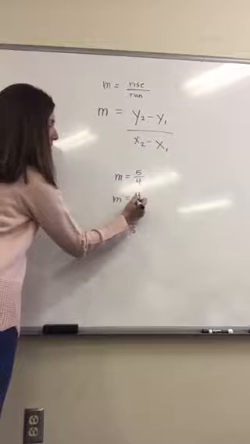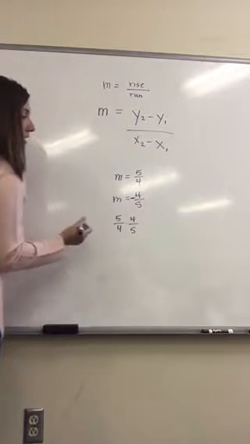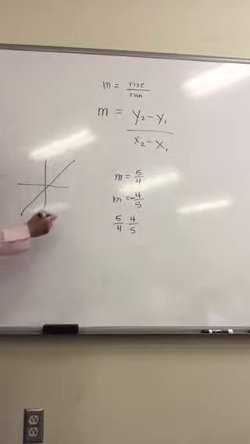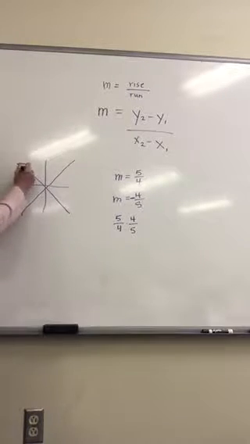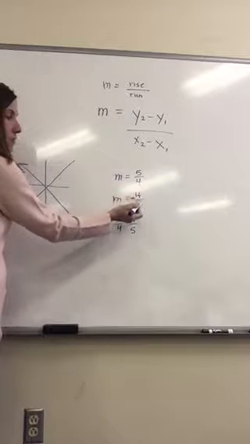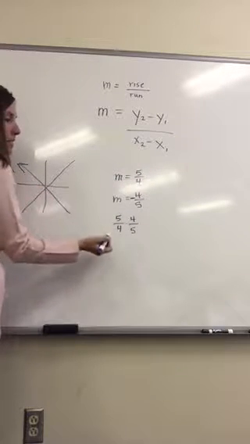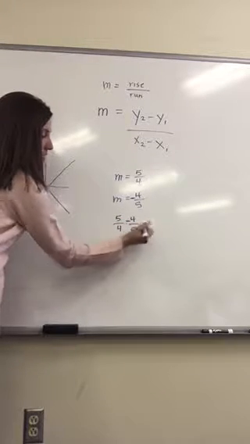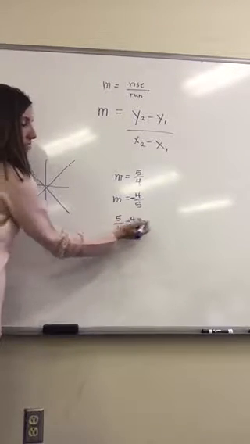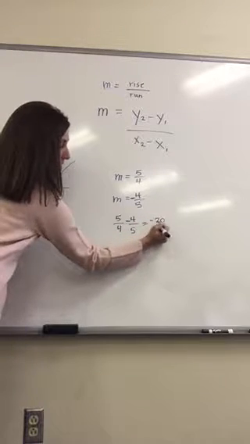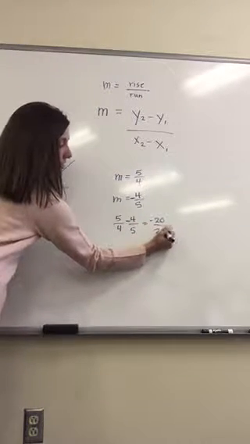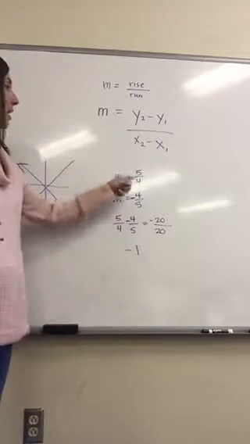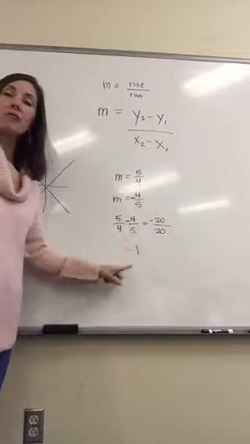Oh, I'm sorry, one of these had to be negative. So this slope is negative. Remember on our graph, a positive line would be going that way, and a negative line would be going this way. So -4/5 and positive 5/4, and we're going to multiply them together. What is 5 times -4? It's -20. What is 4 times 5? It's +20. That equals -1. That means the product of these two slopes is -1.